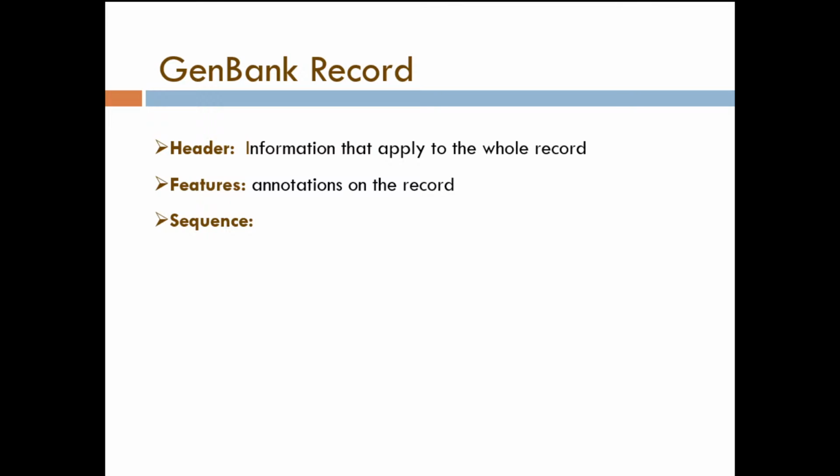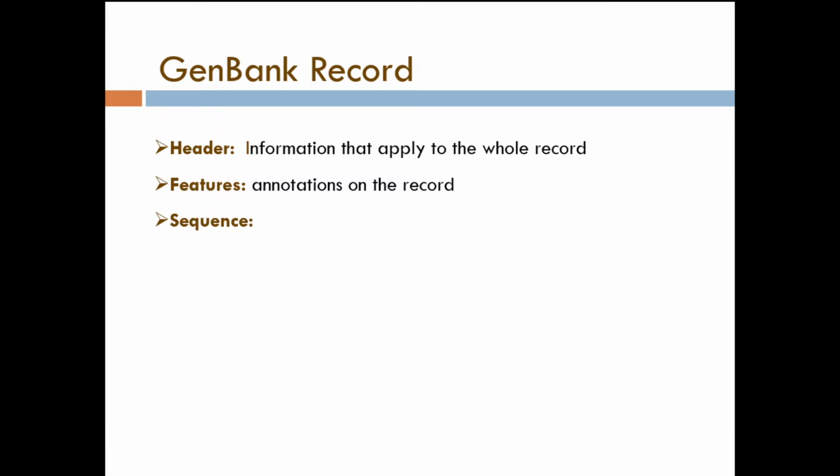The GenBank record can be divided into three parts: the header, the features, and the sequence. Header, features, and sequence mean what? In the header, whatever information is there will be applicable throughout the whole record, right? And in the features, whatever annotation of the sequence there is will be available, and finally the sequence.